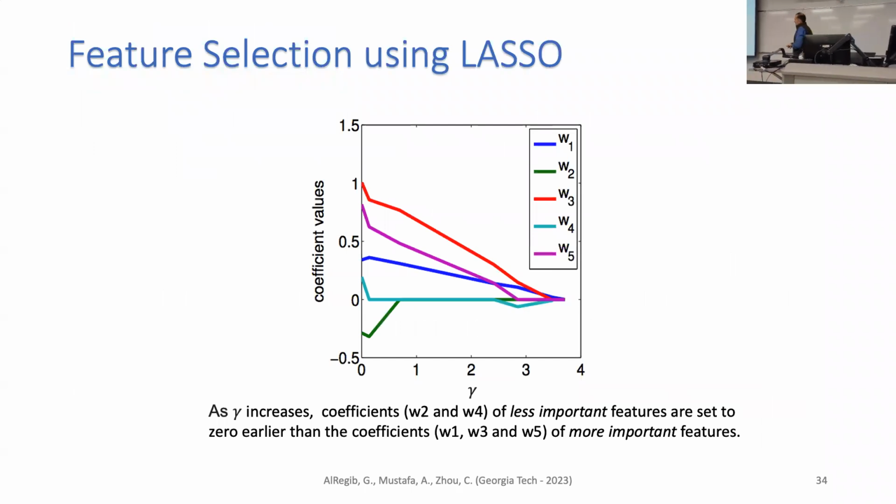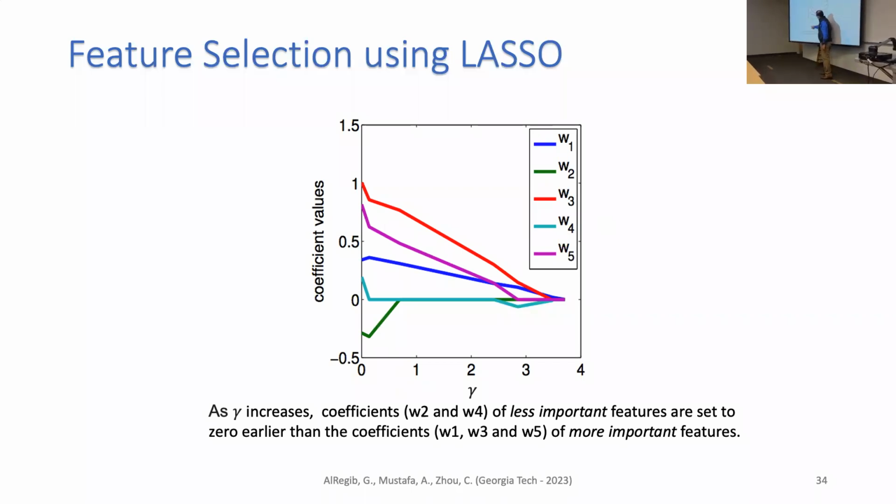This is just an experiment. You will see this in the homework, where I have gamma in here. So gamma goes from 0 to 4. And what I have in here is the coefficient values. I have 5 coefficients with this color coding. Now, if I don't really have any regularization, then these are the values for my weights. This is negative, this one maybe 0.4, and so on.